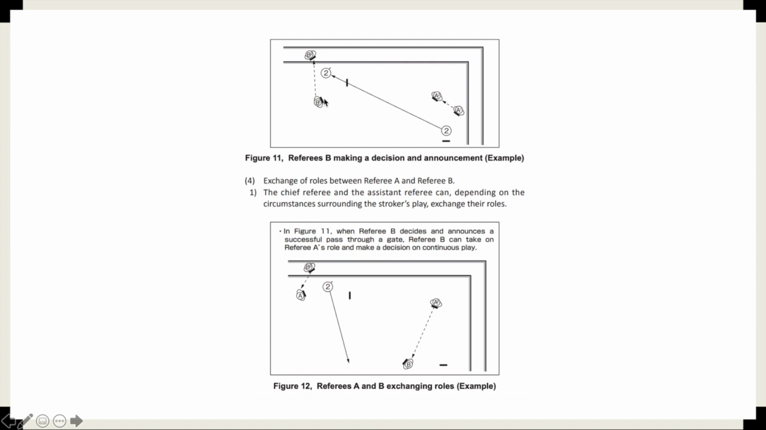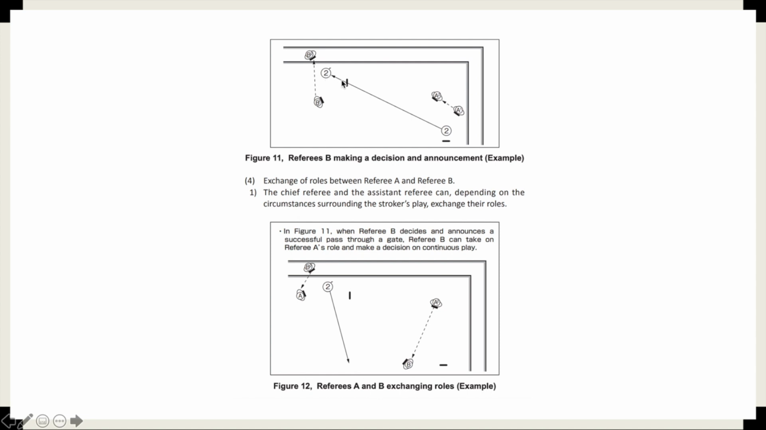And we can see that referee B here is standing somewhere near gate 2 because ball 2 is clearly making a play towards gate 2. So in this situation, it would be appropriate that referee B make a decision on whether the ball has passed over the gate line. Referee A is observing the stroke, and referee B is adjudicating the movement of the ball. So referee B can see that the ball has travelled clearly over the gate line.